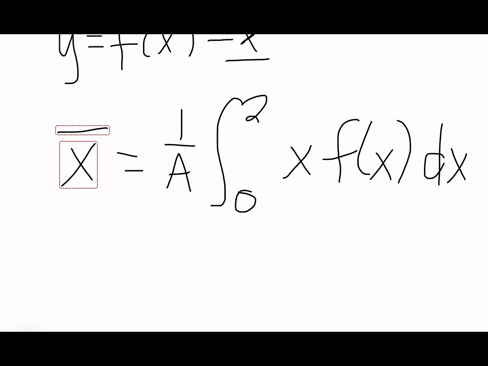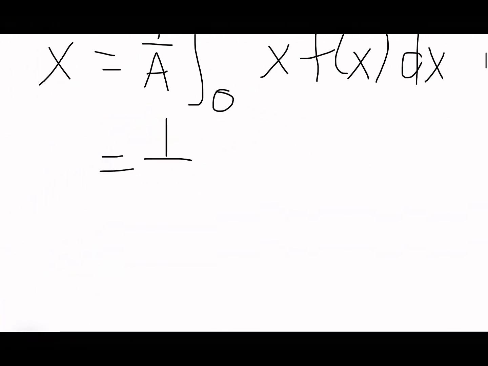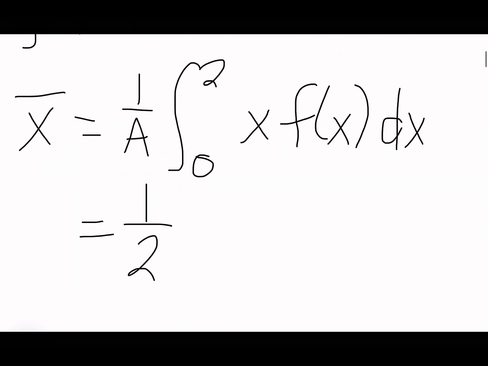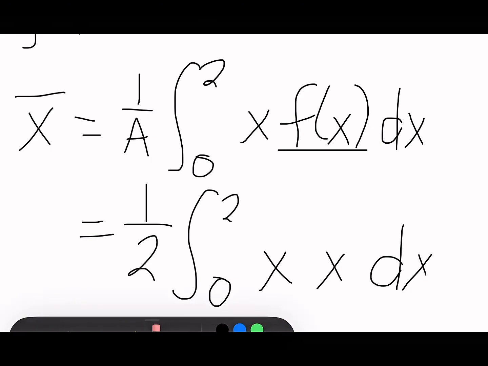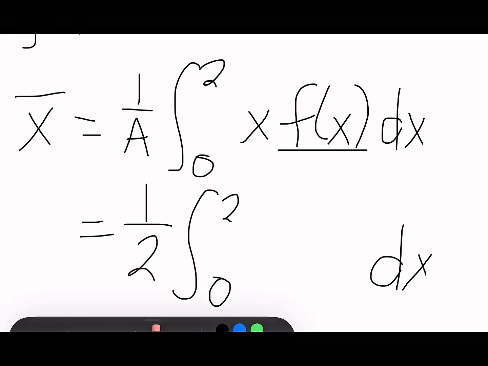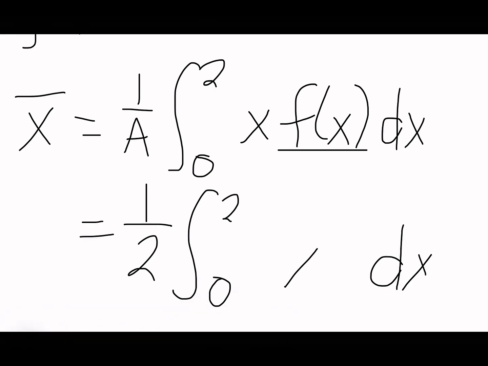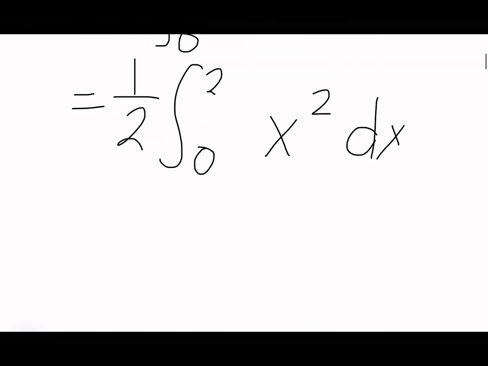Now we're going to substitute what we solved earlier. The area is 2, so it's 1 over 2 times the integral from 0 to 2. Copy the x; the f of x value is x, dx. Or simply we can make this x squared to make it easier, right? So, x squared. Now we're going to use the power formula again.